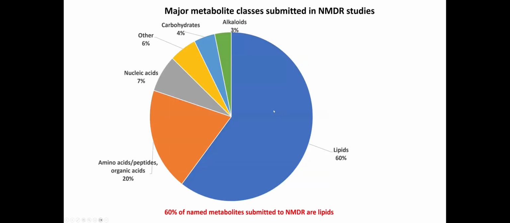Lipids constitute the largest number of metabolites in the Metabolomics Workbench studies. As you well know, lipids are a major component of human physiology, about 60% of human physiology has lipids as the main components. This is followed by amino acids, which is about 20% roughly, nucleic acids, carbohydrates, other species, and alkaloids. So lipids really form a major component of the Metabolomics Workbench.